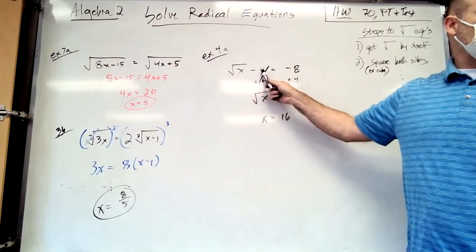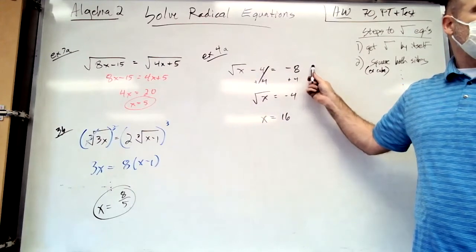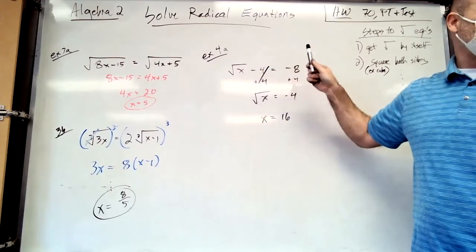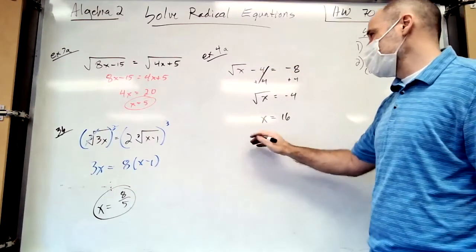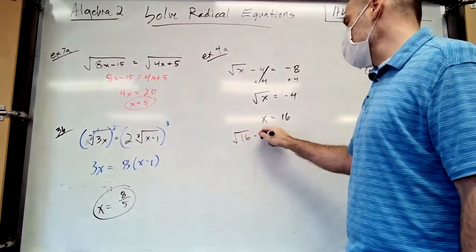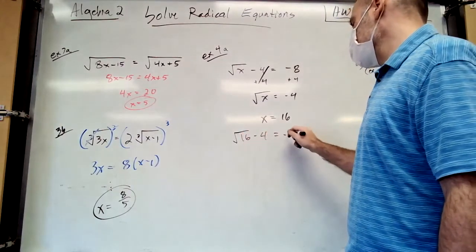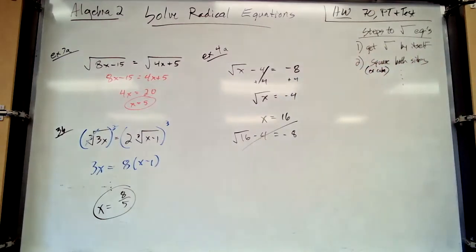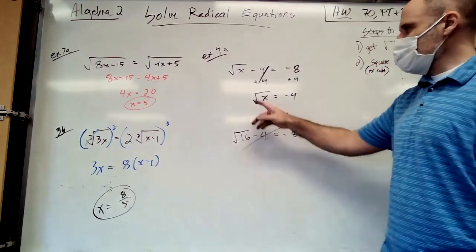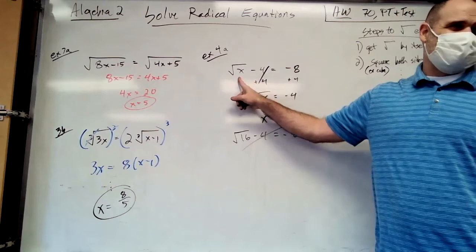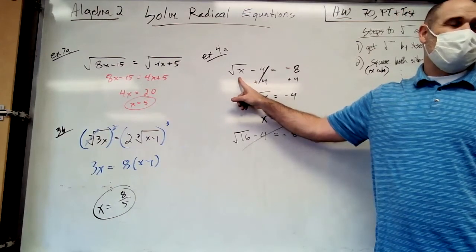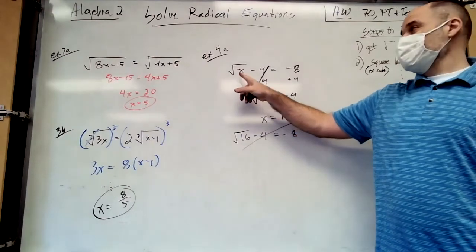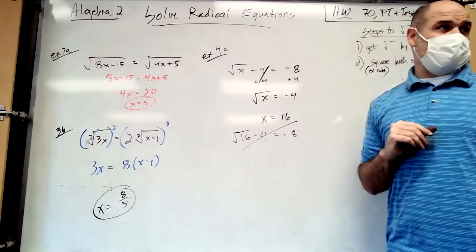When you plug in 16, you get 4, right? What's 4 minus 4? 0. So square root of 16 minus 4 equals negative 8? No. Here's what's happening. Because technically, what's the square root of 16? 4 and negative 4. Negative 4 minus 4 is negative 8.